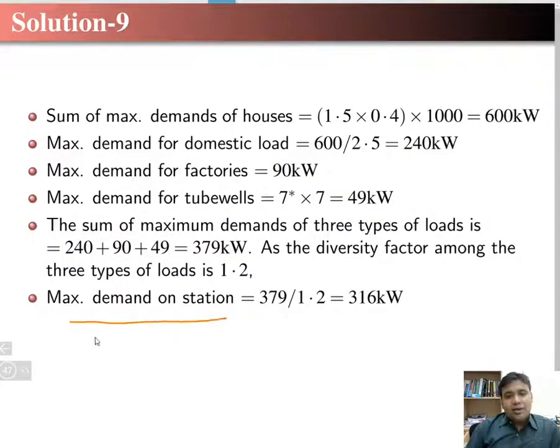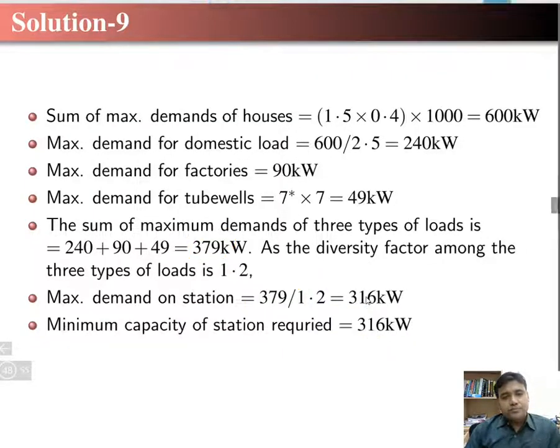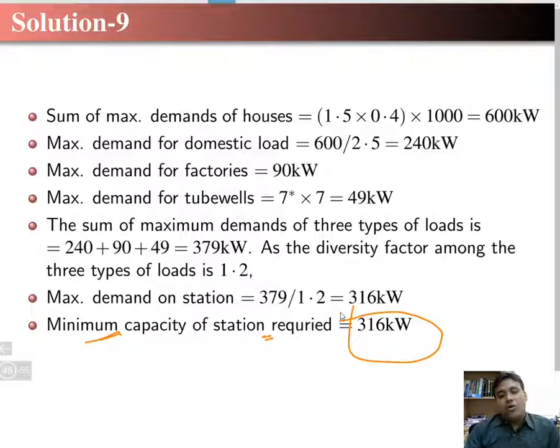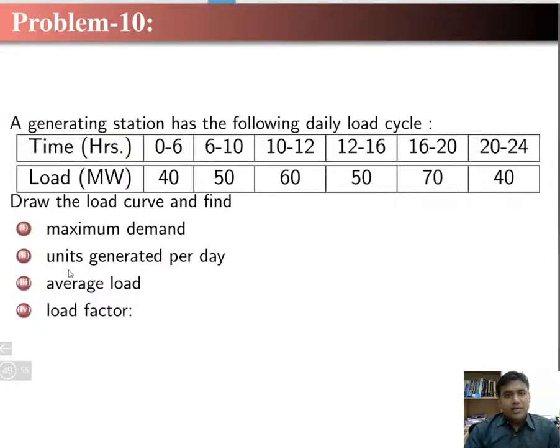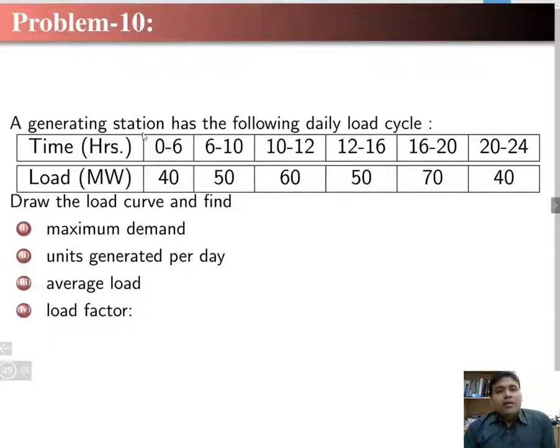So maximum demand on the station is 379, which is the total demand, divided by the diversity factor of 1.2. You are getting 316 kilowatt. Then the minimum capacity of the station has to be 316 kilowatt in order to supply the load that is being given. That completes problem number 9.